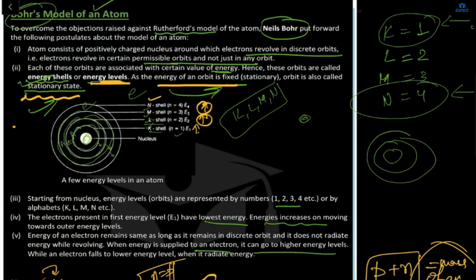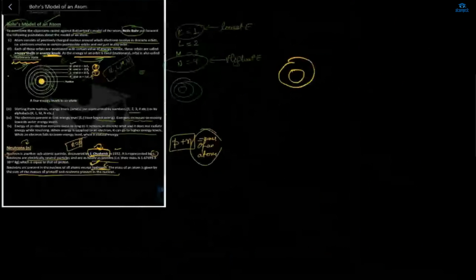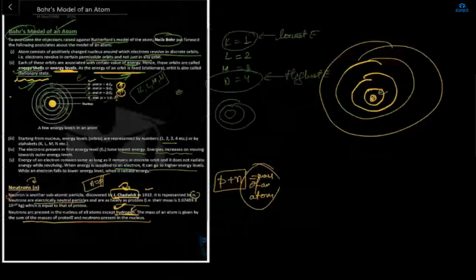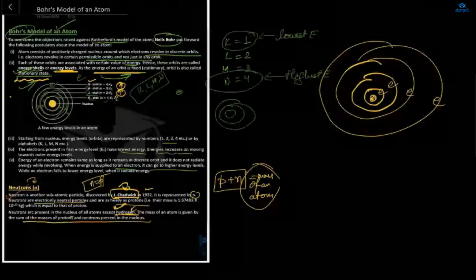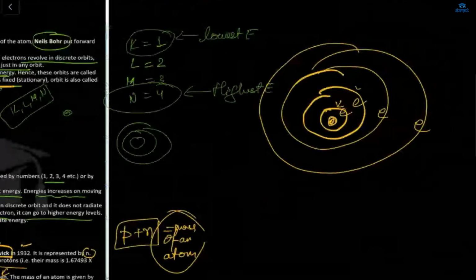So, Bohr's model. The first point is that the atom consists of a positively charged nucleus around which the electrons revolve, right? This is my nucleus, and around the nucleus, electrons will revolve. The electron revolves in a certain permissible orbit and not just in any orbit. So let's say this is my K orbit, L orbit, M orbit, N orbit, and here is my nucleus, and electrons revolve around the nucleus. The electron has permission that this electron is revolving in K, this one in L, M, and N.